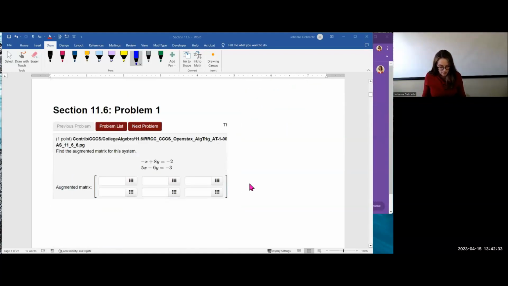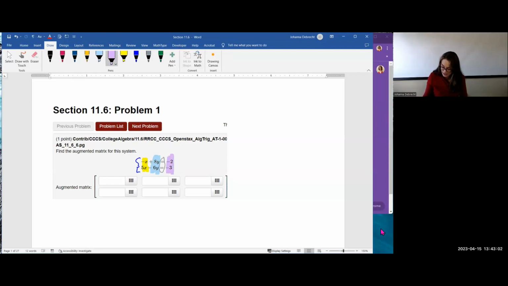So let's look at problem number 1. We want to find the augmented matrix for this system. So first I verify that I've got an x column. So this is my system. And I verify that I've got an x column, which I do right here. And I've got a y column, which I do right here. And then I've got my equals, which is right here. And then finally, I have the constant column, which is right here.